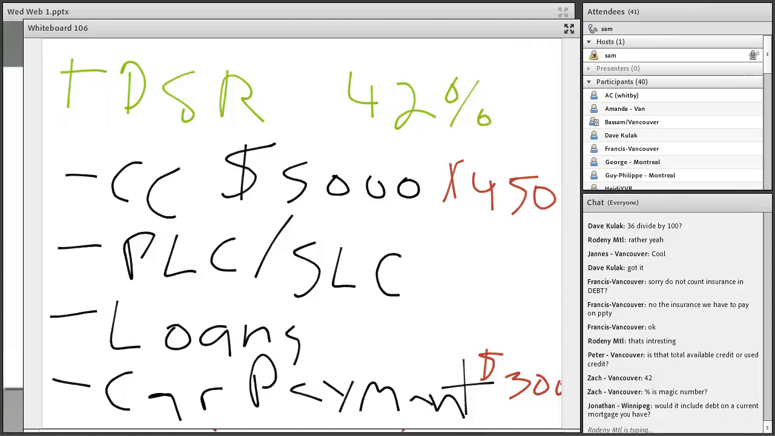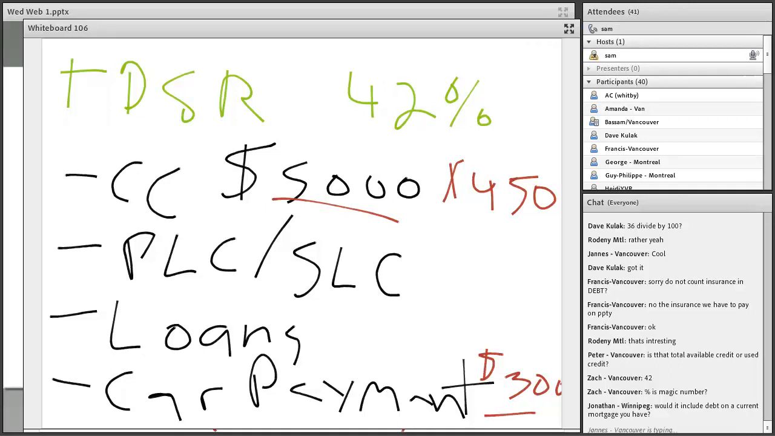So they make the assumption that if this person takes this credit card and taps it out, what can they afford to pay? And their monthly payment on a card at $5,000, fully tilted, is going to be around $150 a month. That's why they put $450, because $150 for the credit card, and $300 for the card payment.